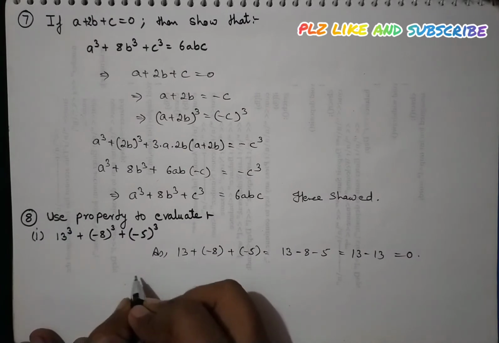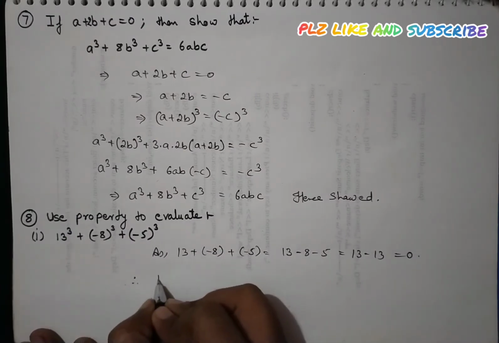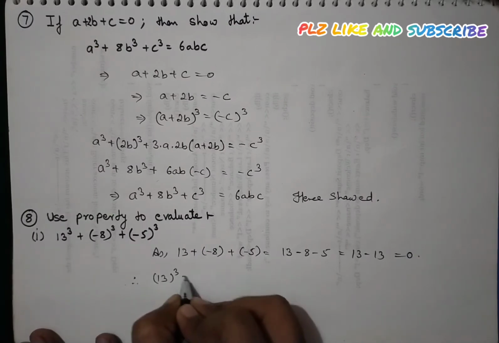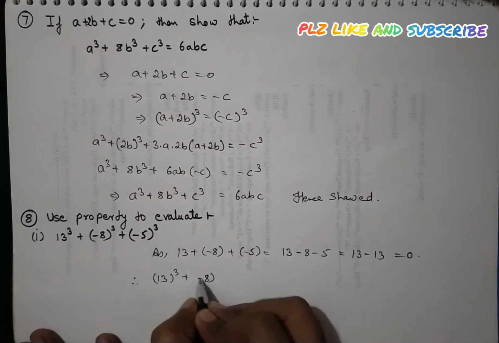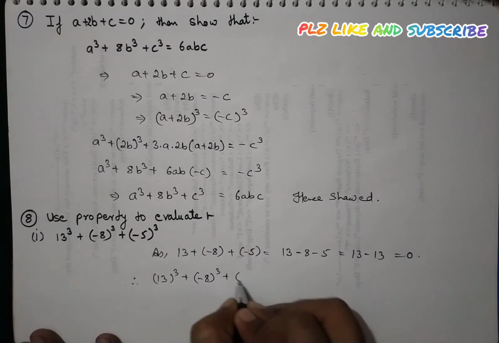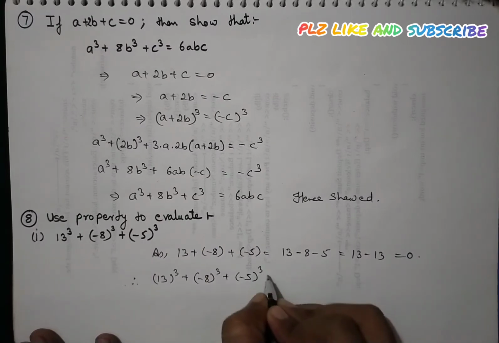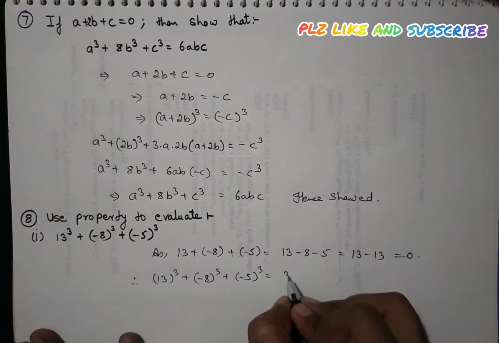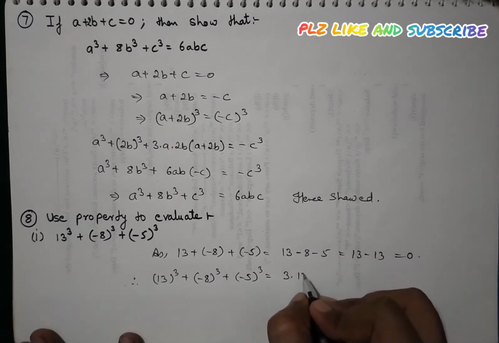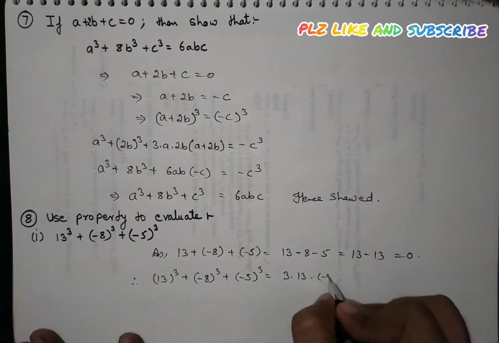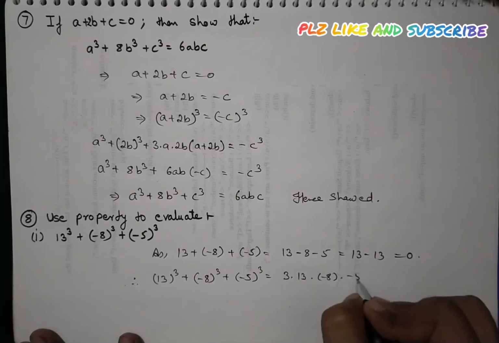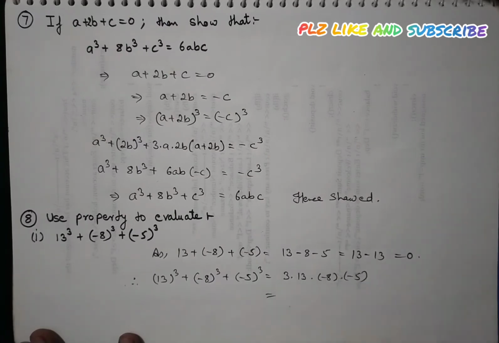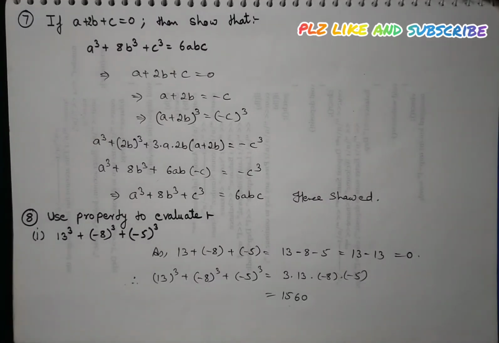So as the sum is 0, therefore 13 cube plus minus 8 cube plus minus 5 cube will be equal to 3 into 13 into minus 8 into minus 5, and now the product of all of this is 1560. Now we'll go for the next question.